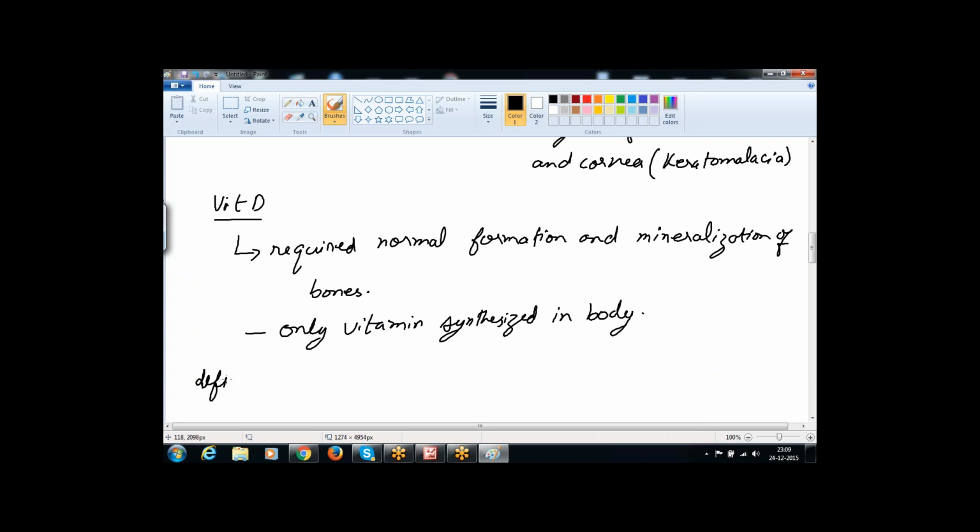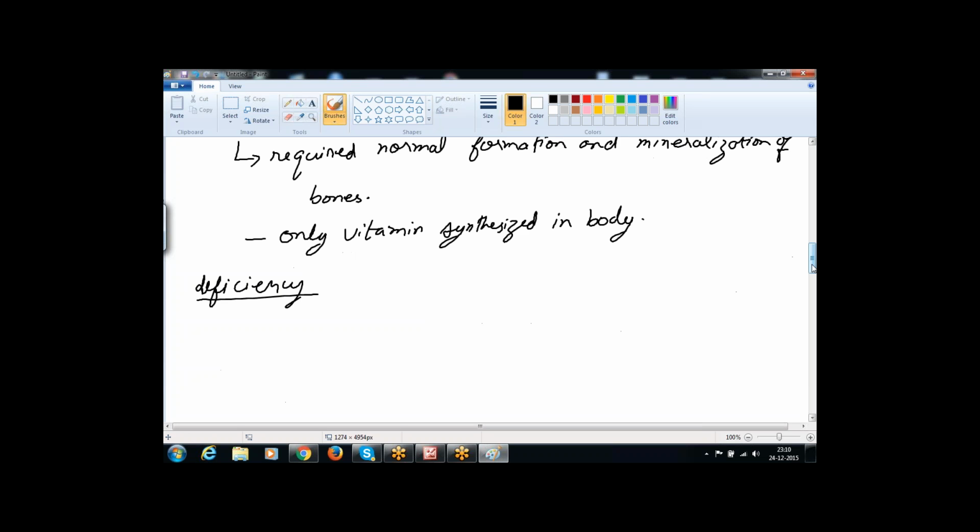Deficiency of vitamin D. This is a very, very important exam question. Deficiency in children is called rickets, whereas deficiency in adults is called osteomalacia. So firstly, the names itself is an exam question. Deficiency in children is called what? It is called rickets, and deficiency of vitamin D in adults is called osteomalacia.